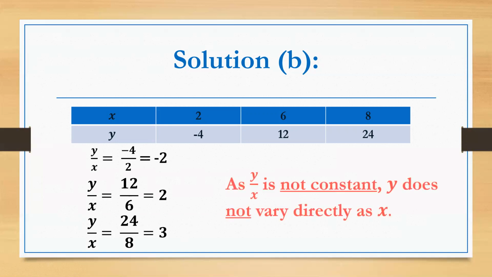As y over x is not constant, as I have mentioned, we get negative 2, we get 2 and 3. We do not get the same value. So since y over x is not constant, we say that y does not vary directly as x. So for y to vary directly as x, we should get the same constant each time for y over x.